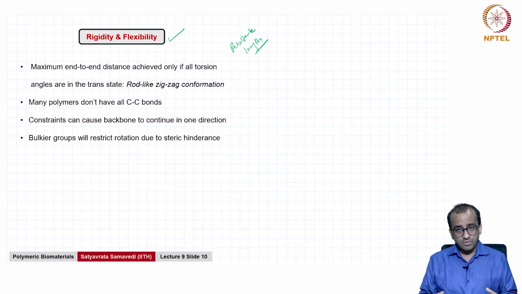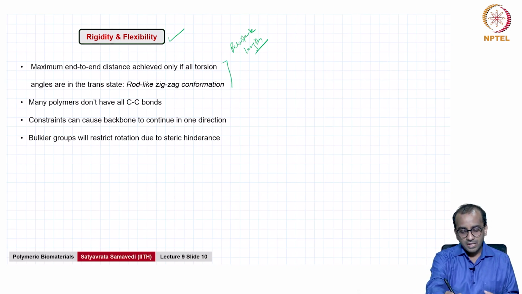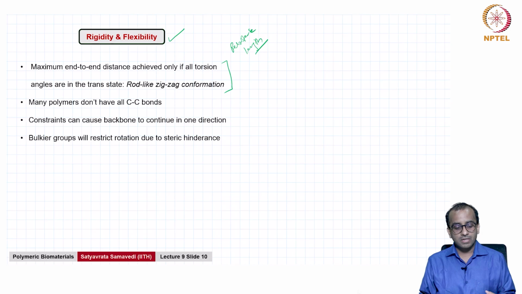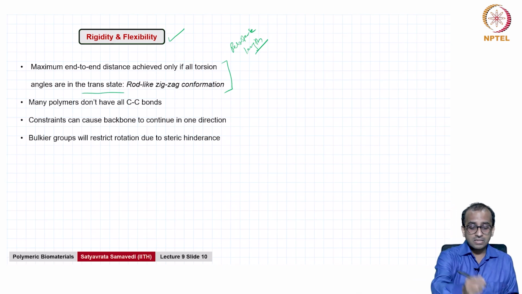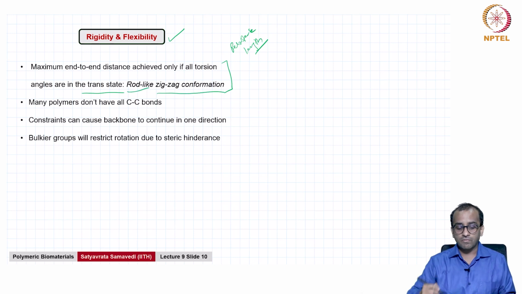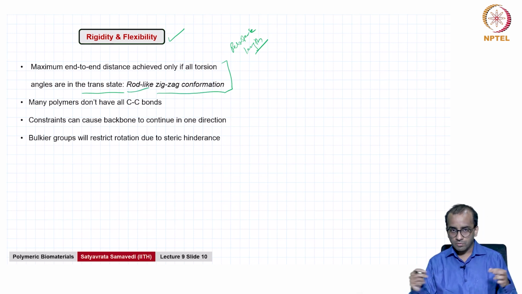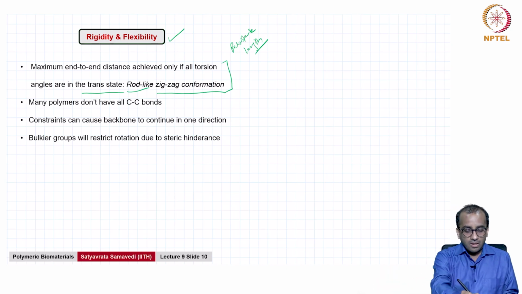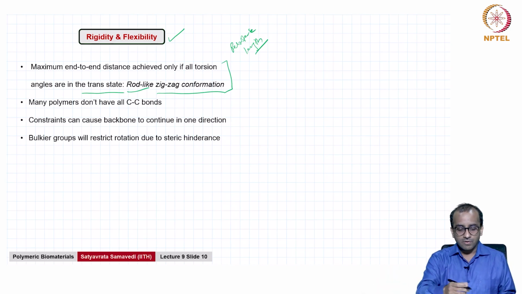So, a couple of points to note before we look at persistence length in itself. The first point is that the maximum root mean square end-to-end distance is achieved only if all the dihedral or torsional angles are in the trans state, leading to a rod-like zigzag conformation, which should represent a very stiff kind of chain. That is why it is called a rod-like conformation.